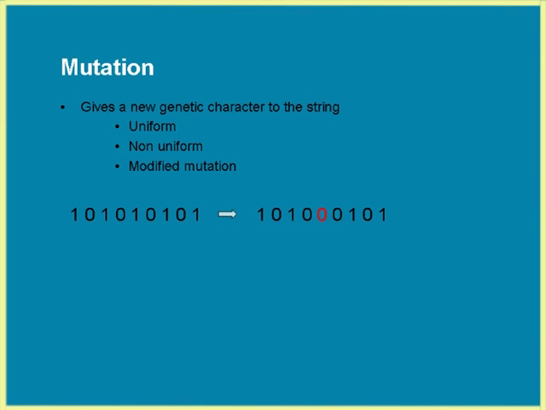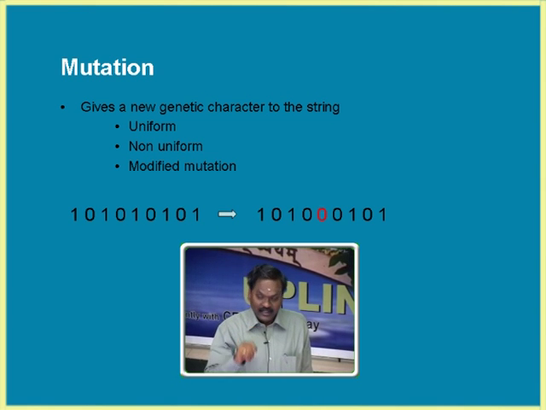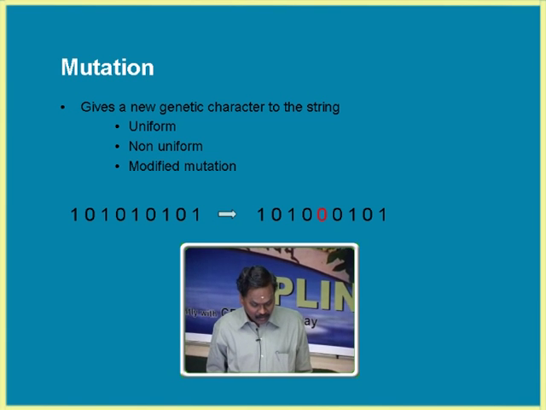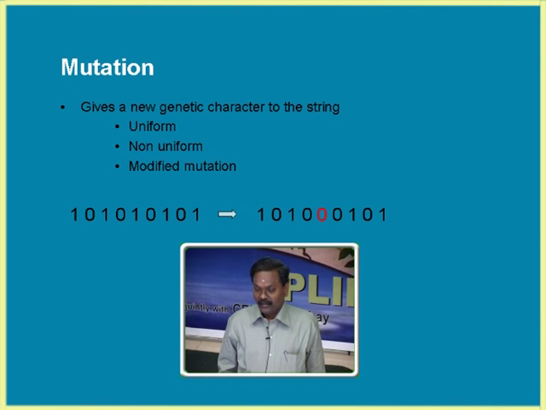Then the next step is, once I do the crossover, I have a new set of solutions. Once I have a new set of solutions, I do another operation that is called mutation, with very, very low probability. Mutation, physically, is a character which a child possesses and both the parents do not possess. That is the physical meaning of mutation. So that means we change only one gene, which is not there in either of the parents.